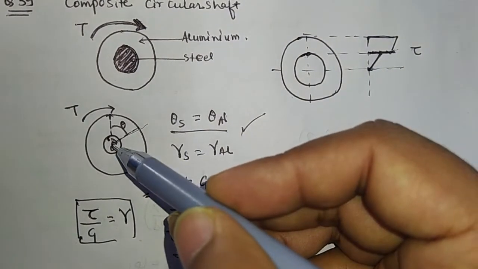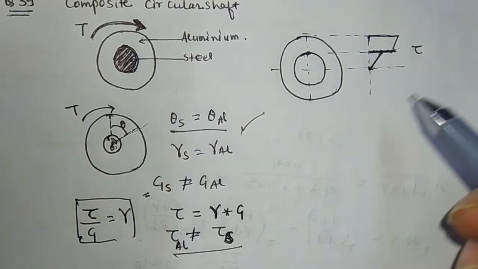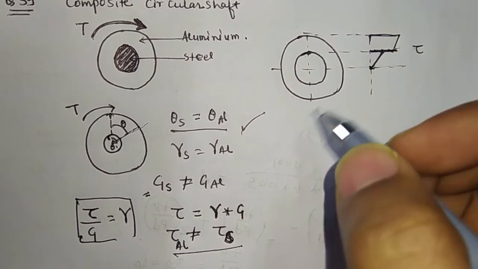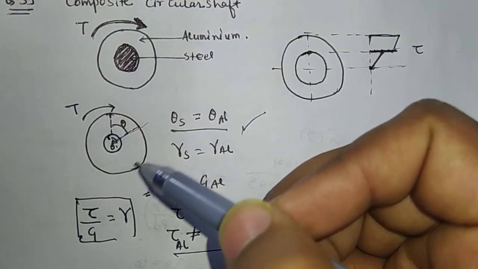Angular deformation will remain continuous for both the materials, but shear stress is not. So option B will be the correct answer. Only the shear strain is continuous across the steel and aluminum interface.